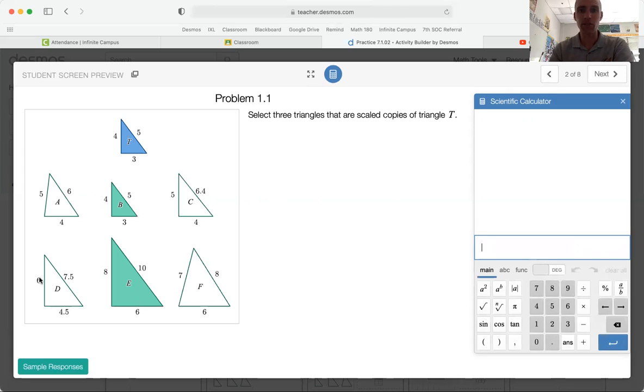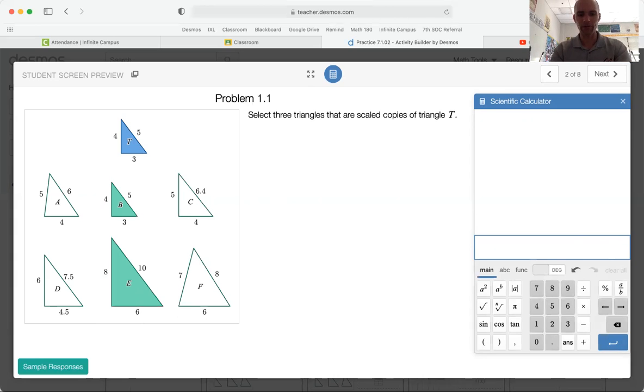So let's do that for each corresponding pair of side lengths here. The 6 in triangle D corresponds to the 4 in triangle T. So I'm going to do 6 divided by 4, and I get 1.5. So as long as the other two pairs come out to 1.5, then we have a scaled copy. If I get anything other than 1.5, then we don't.